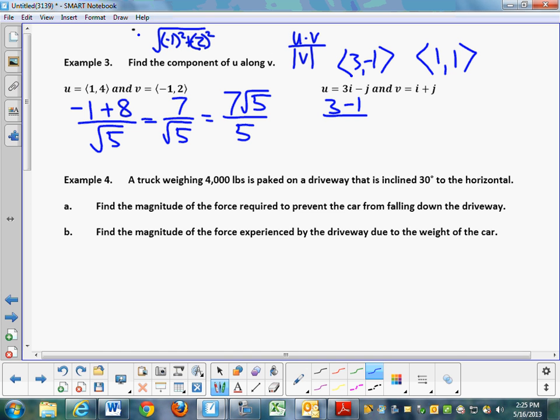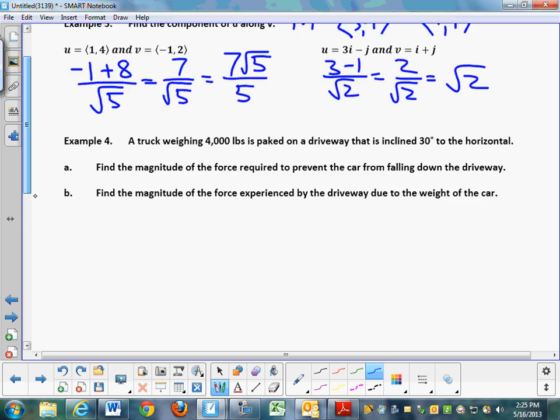the magnitude of v. What's the magnitude of v? Square root of 2, which is equal to 2 over the square root of 2. If you reduce that, you get square root of 2. Easy peasy. Any questions on that? Let's move along.